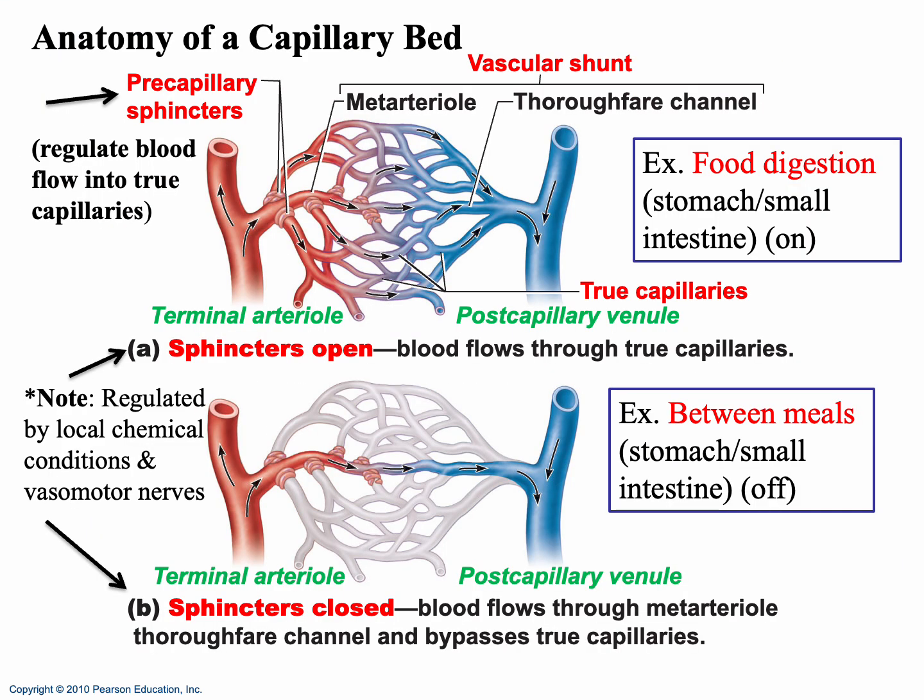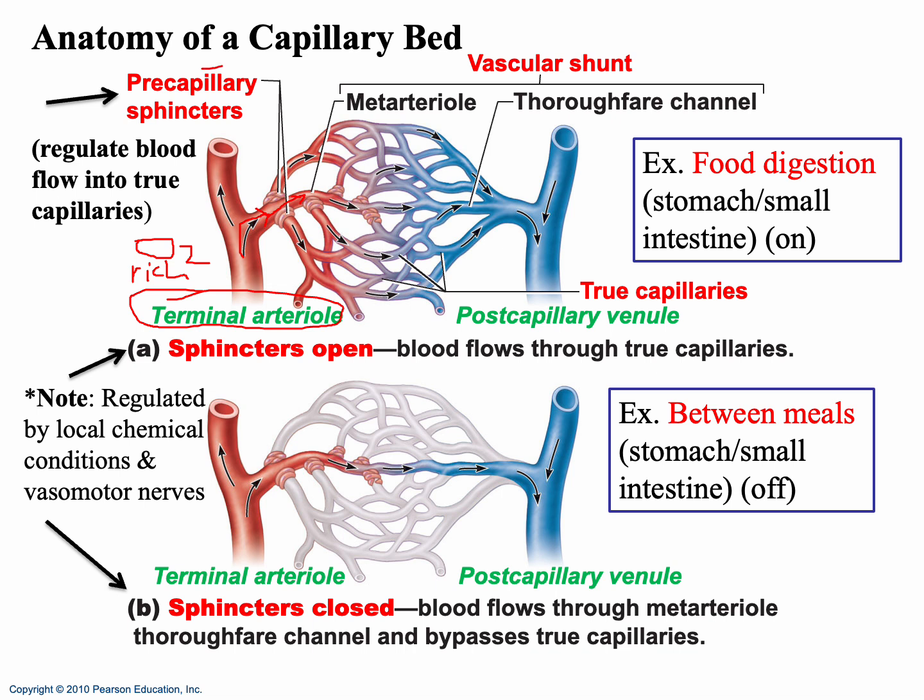So now we take a look and see how blood flows through a capillary bed, and also look at the anatomy. We'll first look at the above picture here, and here we have the terminal arteriole. We start off with oxygen-rich blood, and the blood flows through the terminal arteriole and eventually makes its way into the capillary bed.